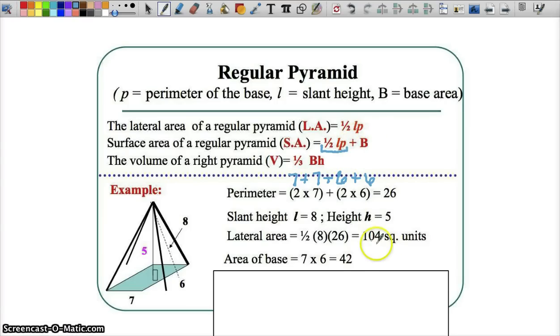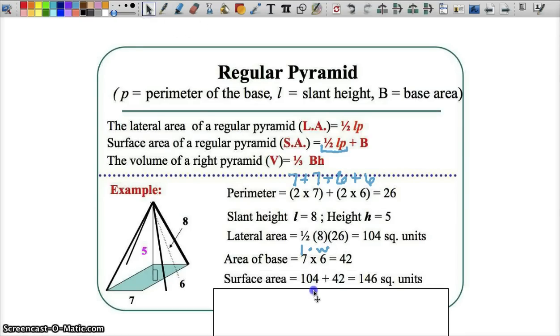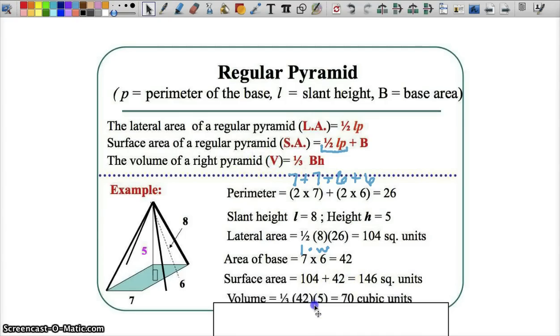So if the surface area is 104 and the area of the base, remember length times width, is 42, then all we have to do is add that to our lateral area to get 146. And then plug in all your information for volume as well, 1/3, and we've got 42 is the area of the base, which we got from up here. And then we have 5, which is our height. Remember, height is your altitude.